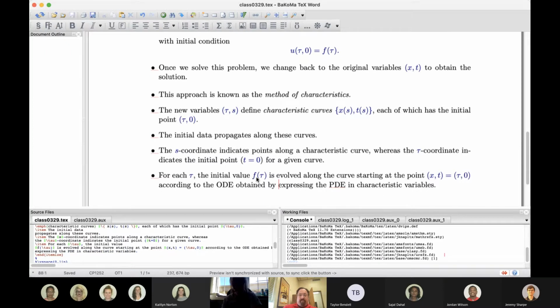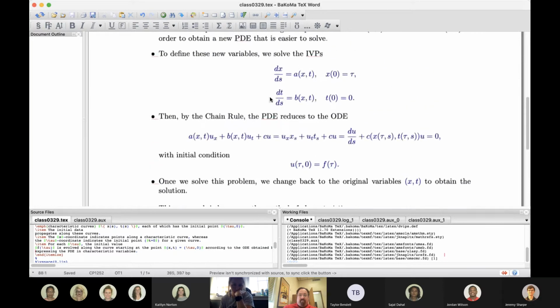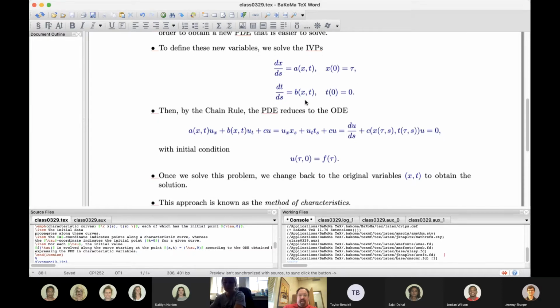So what happens is whatever value of initial data has for a particular characteristic curve located at the point tau, that initial value is basically carried along that curve. That starts here and progresses according to the solutions of these ODEs here that define how the curve traverses through xt space.